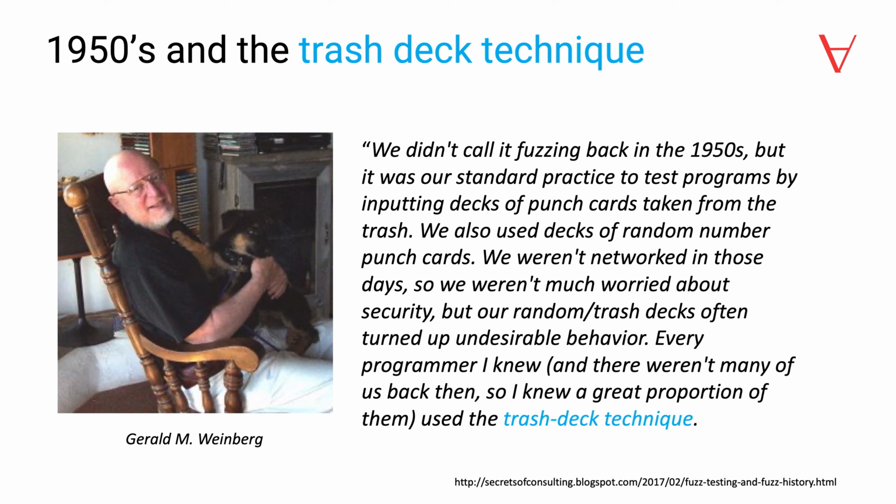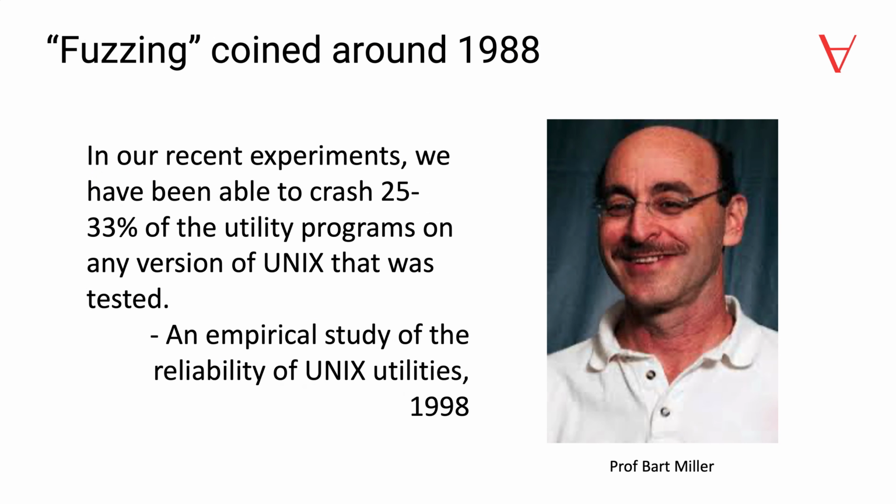So this idea of using random inputs goes back to the 1950s, and it's actually still effective today. Now the term fuzzing, what we're talking about today, was actually coined around 1988. It was really just a relabeling of randomized testing, where Bart Miller and some students did some experiments. And in those experiments, they showed they could crash between 25 and 33% of all Unix utilities by providing them a random input.